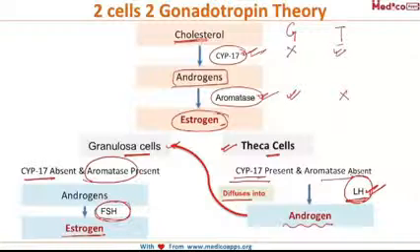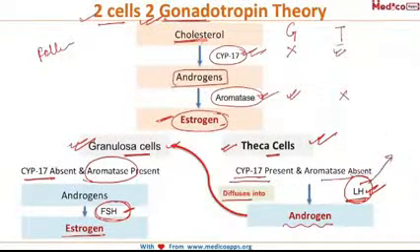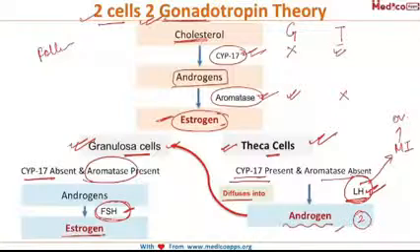So you see here that two cells, that is the granulosa cell and the theca cells, are involved, and two different gonadotropins are involved, the LH and the FSH. So this is the two-cell, two-gonadotropin theory for the synthesis of estrogen in the follicular phase. Now the action of LH, we had already discussed that it helps in the resumption of meiosis I leading to ovulation. Then second, we saw here that it leads to the formation of androgens.